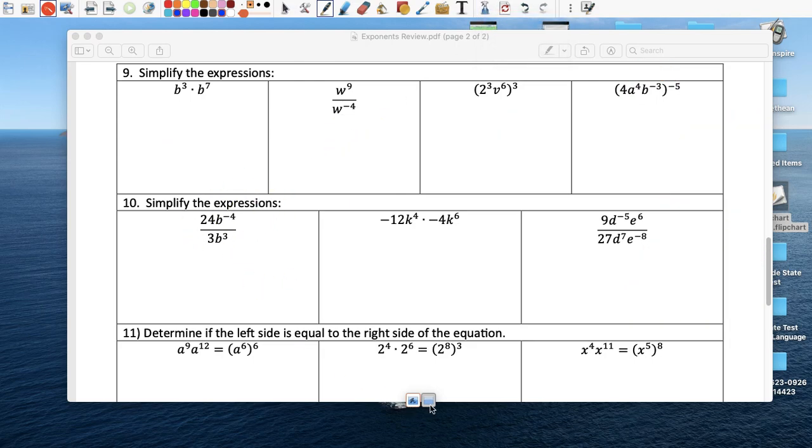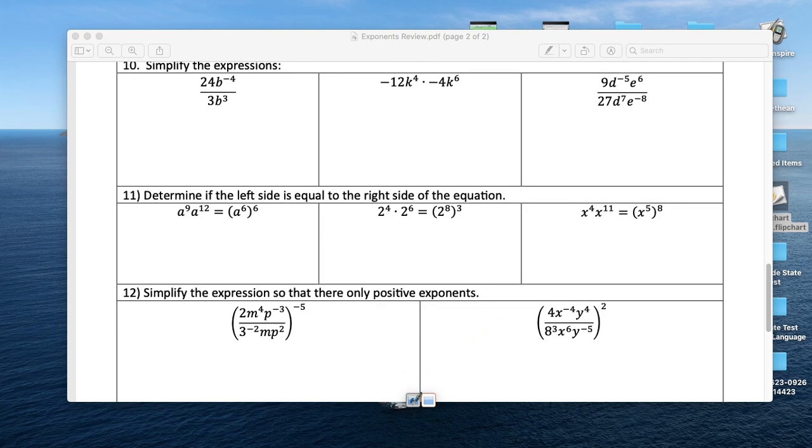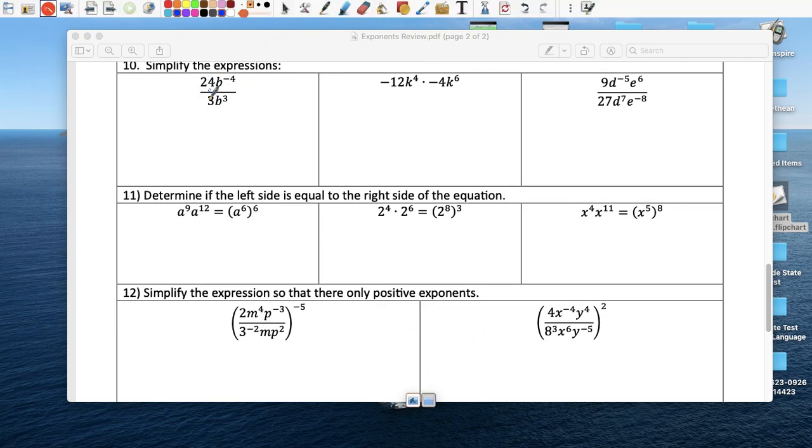More, again, more exponents. So let's do number 10. First thing I would do is change any negative exponents to positive exponents. So let me divide this. Let's do the coefficients first. That says 24 over 3. So if you put 24 over 3 in your calculator, you're going to get 8. Not 1 over 8. If it was 3 over 24, that becomes 1 over 8.